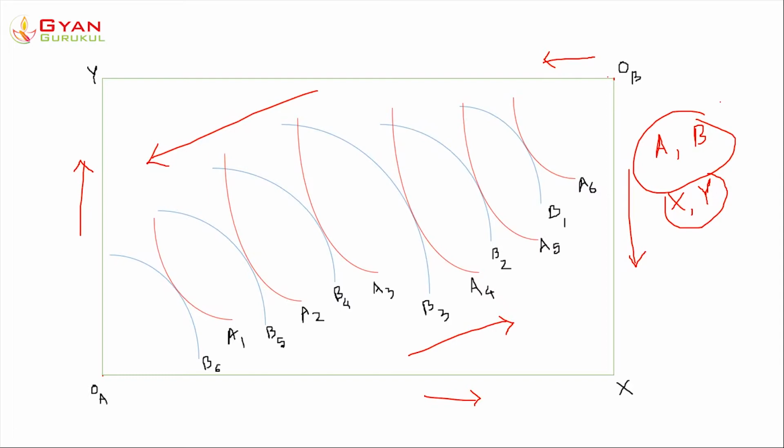Now suppose initially both the consumers are at this point. You denote this point as point F. Now you see how much both the consumers are consuming.